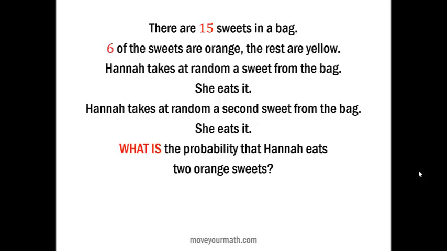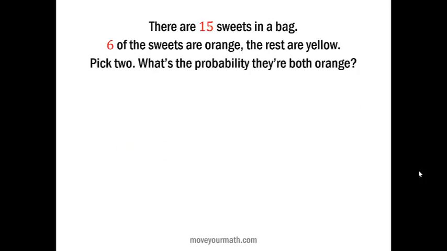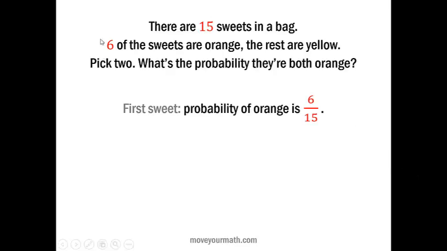Or in a shorthand form, there are 15 sweets, 6 of them are orange, you pick 2, what's the probability they're both orange? Now we're talking about a really basic level probability question. And if you've done any probability theory, you should be able to tackle this. On the first sweet, the probability that you get an orange is just 6 out of 15. There are 6 orange sweets, 15 in total, so the probability that you get an orange one when you pick a random sweet is just 6 out of 15.